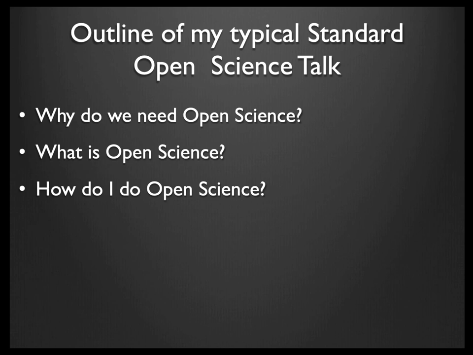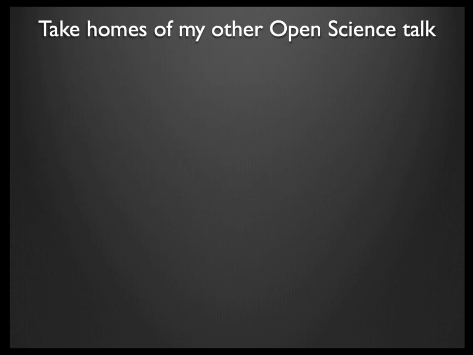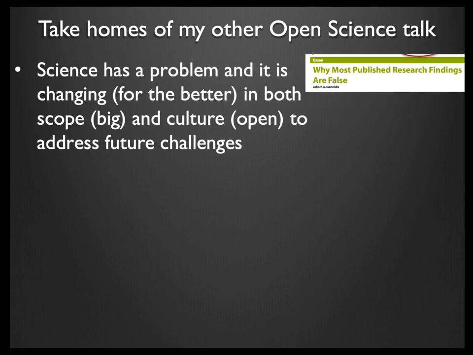Okay, so the outline of that talk is, why do we need open science? What exactly is open science? And how do I do open science? And we're going to skip right to the take-home slide that is in that talk. The take-homes are that science has a problem, the reproducibility problem that is evidenced by this Ioannidis paper from I think 11, 12 years ago now.